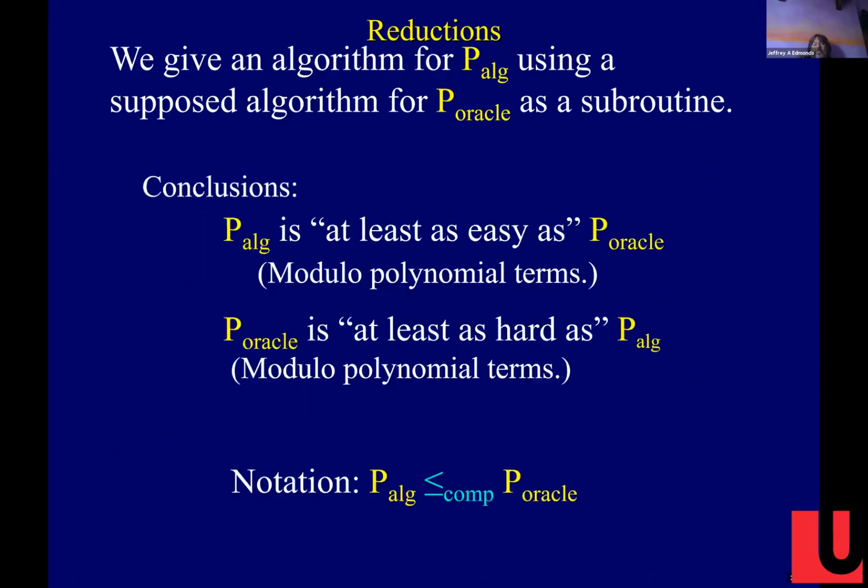All right, so these are just our conclusions. Our conclusion is that the algorithm problem is at least as easy as the oracle problem, because if we can do the oracle problem, we can do the algorithm problem. Or the oracle problem is at least as hard as the algorithm problem, and we write it down like this. Everybody good with that?